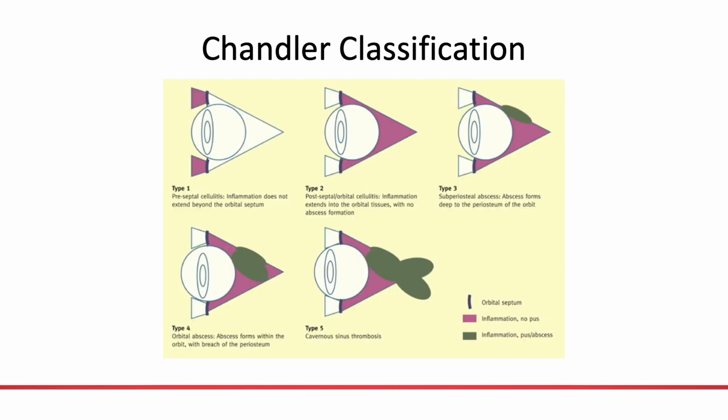There's actually a Chandler classification for this. It's a good representation of the different areas that are infected here. So the type 1 is preseptal, type 2 is postseptal, type 3 is subperiosteal, 4 is an orbital abscess, and actually if it continues on there, then you can get a cavernous sinus thrombosis. It's kind of a continuation of this infection going to different areas.